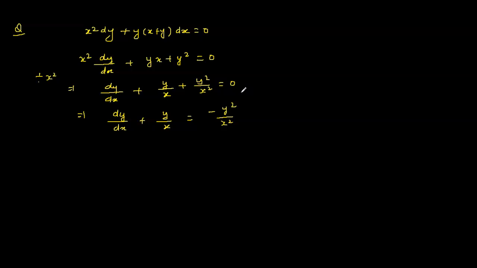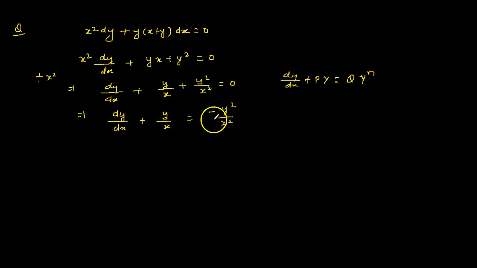Getting? Yes, sir. So now here, this is the form of what? dy by dx plus Py is equal to Q into y to the power of n, where P is what? 1 by x, right?